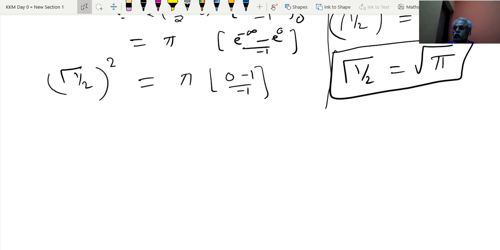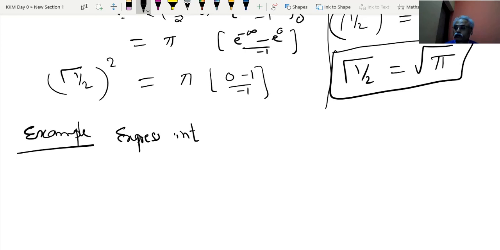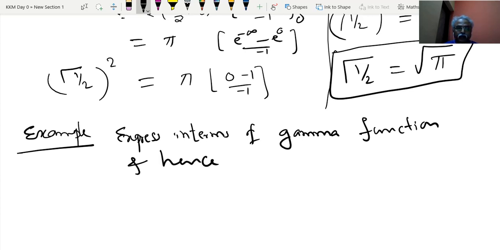Let us see whether we can do some examples based on this. Example: express in terms of gamma function and hence evaluate. Example 1: integral from 0 to infinity of e raised to minus x square dx.